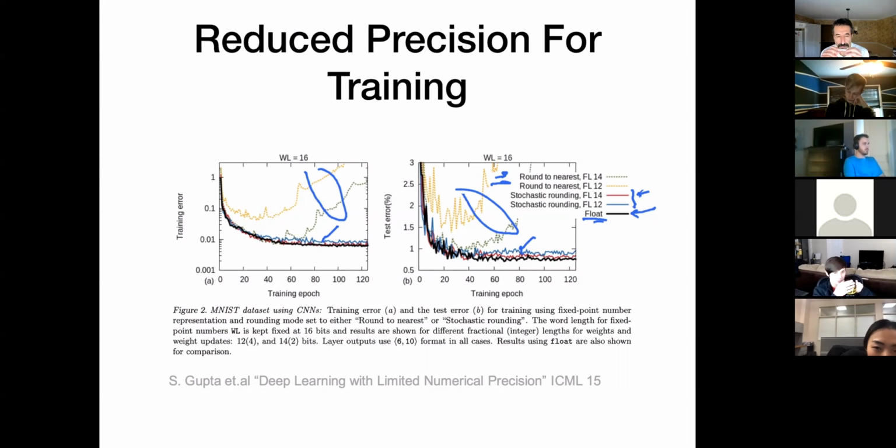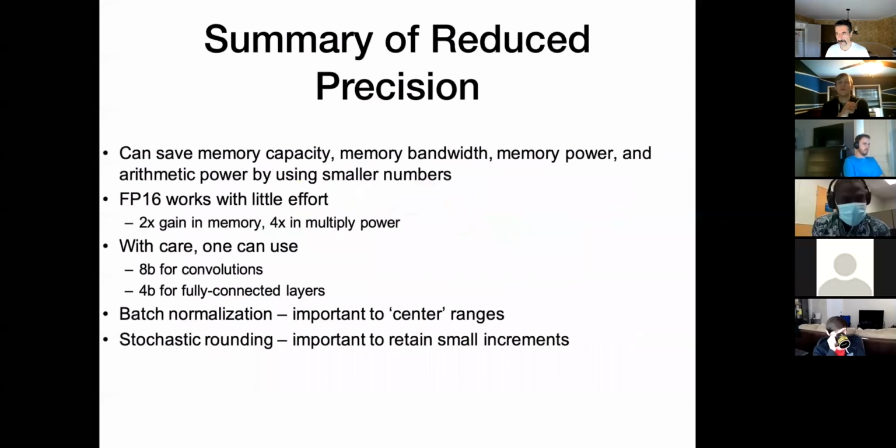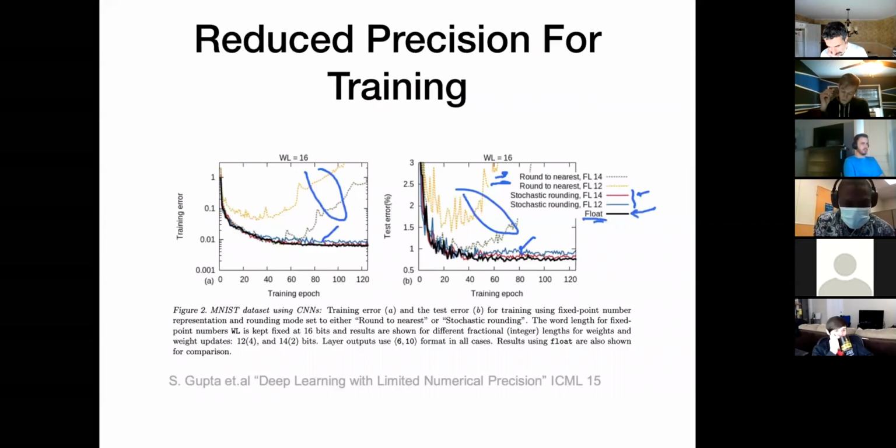Any question about this? Yes, please. Could you please explain why it will diverge and the test error will increase if you don't use stochastic rounding?